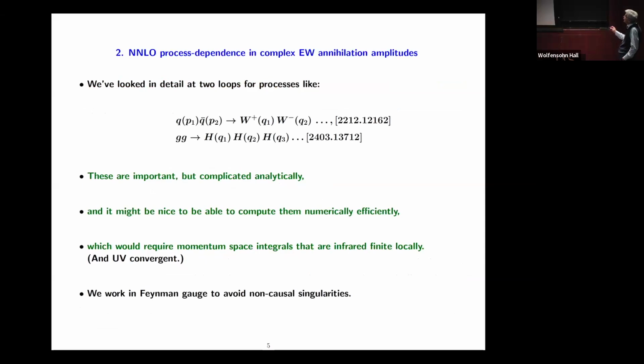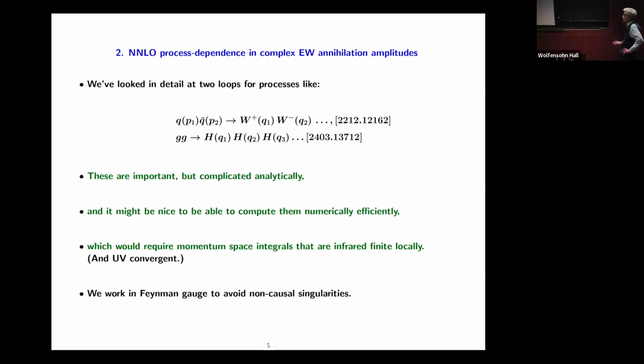So this is item 2, next leading order process dependence in complex electroweak annihilation amplitudes. We've looked in detail at 2 loops for processes: QQ bar goes to W plus W minus, GG goes to 2 H's, 3 H's, and so forth. So these are important processes, but they're complicated analytically, and it might be nice to be able to compute them numerically. And we would require momentum space integrals that are infrared finite locally, and also UV convergent. I won't talk about how we incorporate that, but it's possible to do systematically. And it was described in these papers.